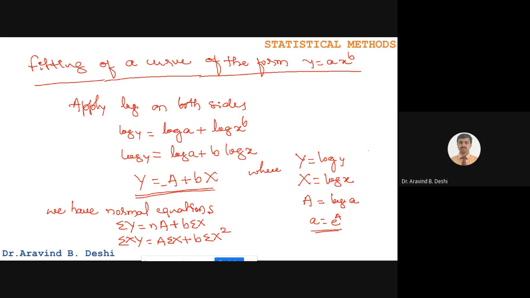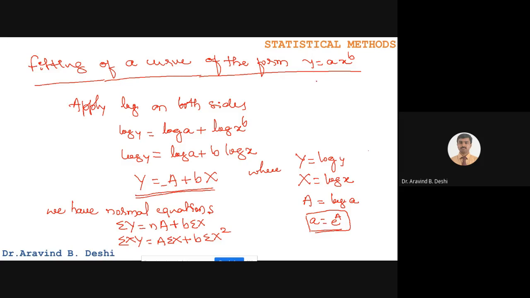This is the normal equation, and like the previous curve fitting form, here we are getting it in terms of capital X and capital Y instead of small x and small y. By solving these equations, we get the unknown values of small b and capital A. With the help of the relation, we find small a, then substitute small a and small b in the given equation of the form y equals a x to the power b. Then this is the fitting of the curve.